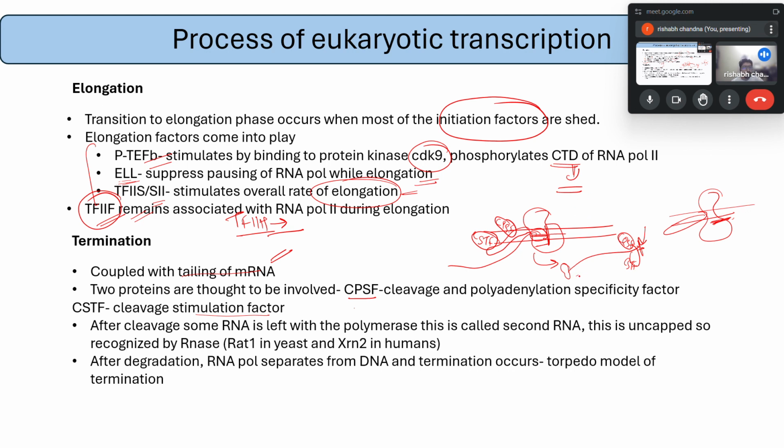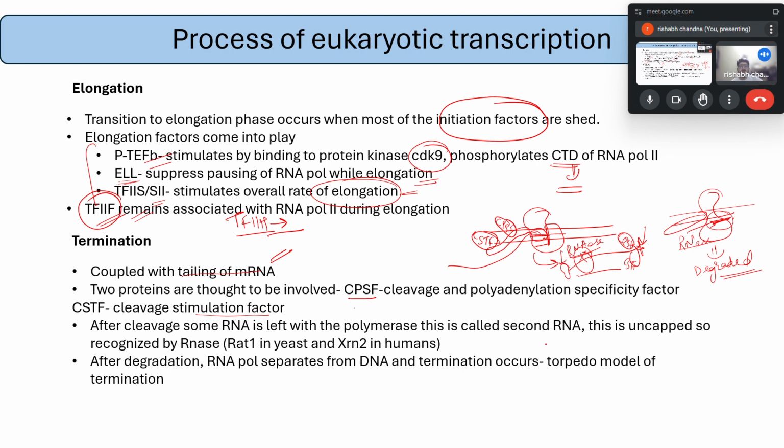So this particular RNA that has been removed from the RNA polymerase has a 5 prime cap. So this is not recognized by the RNases, and it will not be degraded. But this particular RNA, called the second RNA, doesn't have a 5 prime cap. So this is recognized by the RNases and will be degraded.